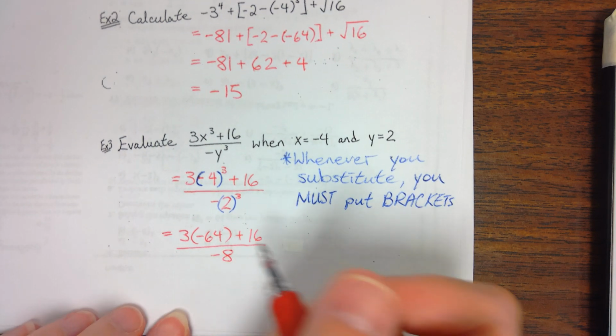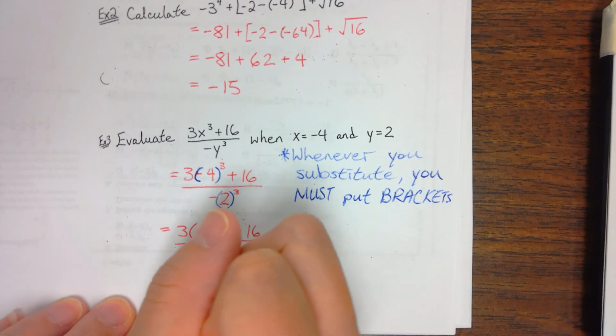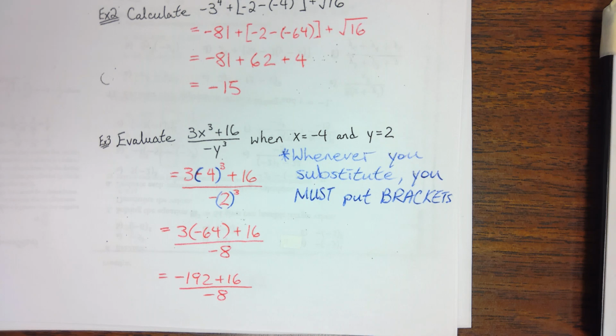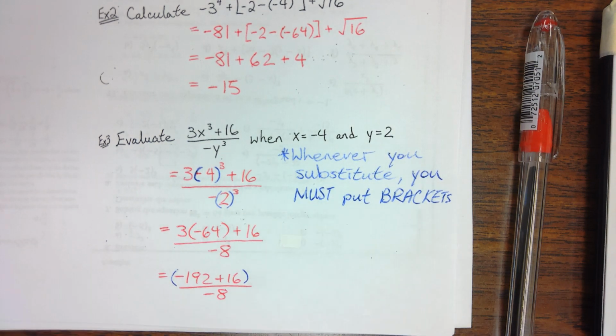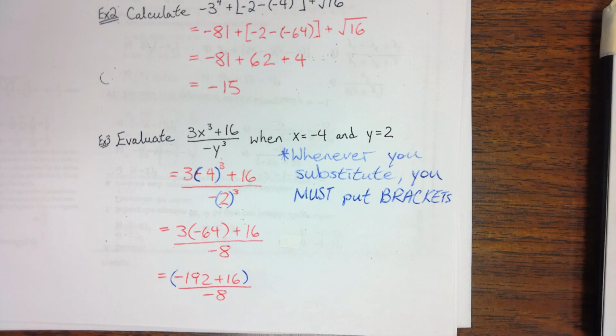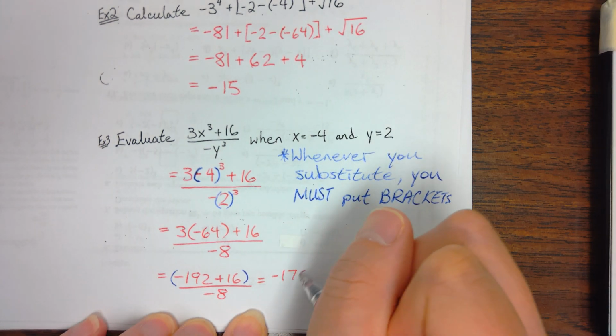Okay. And then when you multiply it, -64 times 3, -192. Okay. So Bedmas says I should divide before I add. Should I divide this? No, because you always have to clean up your numerator and denominator first before you divide, just like if there's an invisible bracket around it. So you actually have to clear this first. So -192 plus 16, which gives you -176.